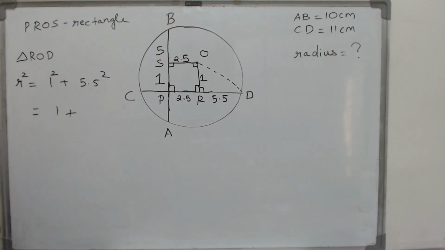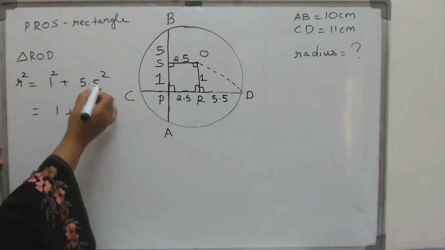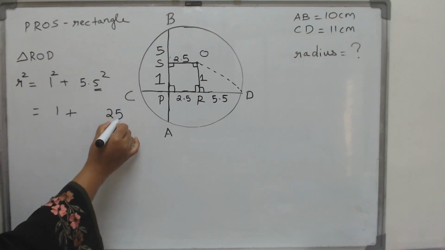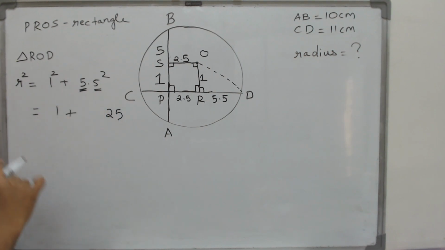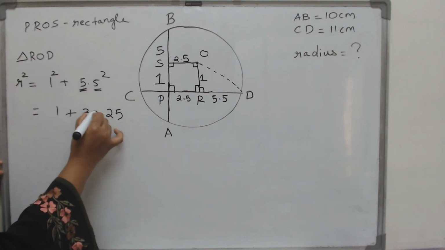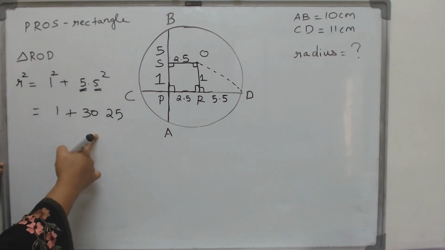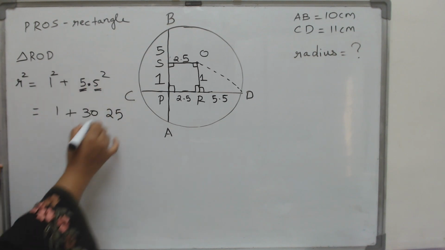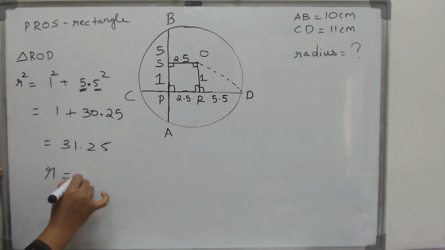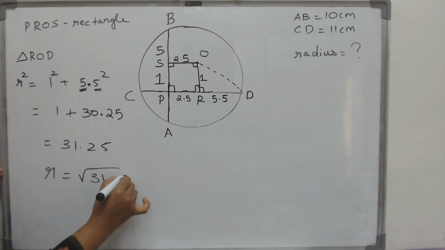Now to find the square of any number which ends with a 5: if the number ends with 5, the square will end with 25. Then go to the first number and multiply it with its successor. After 5 comes 6. So 5 into 6 is 30. This is the square for this number, but don't forget the decimal point. So the answer you are looking for, your R, is square root of 31.25. That is the answer we needed to find.